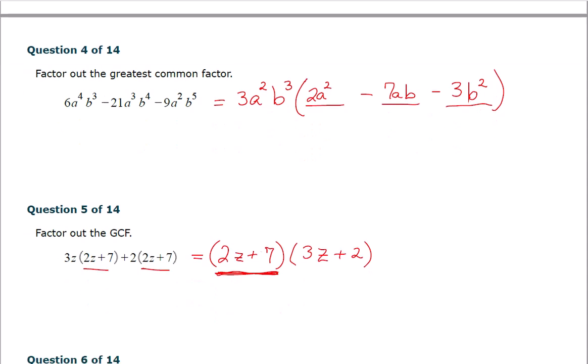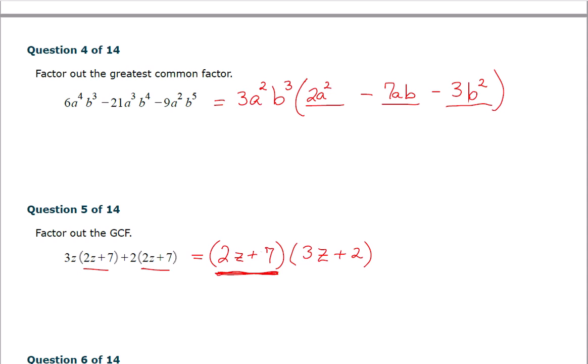All right, question 4. Same deal, except now things are bigger. I've got 3 terms. Let's look at the numbers. I've got a 6, a 21, and a 9. The biggest that's in common between all 3 of them is a 3. So there's my 3. 3 times the 2 is 6. 3 times a minus 7 is minus 21. And 3 times this minus 3 is a minus 9.